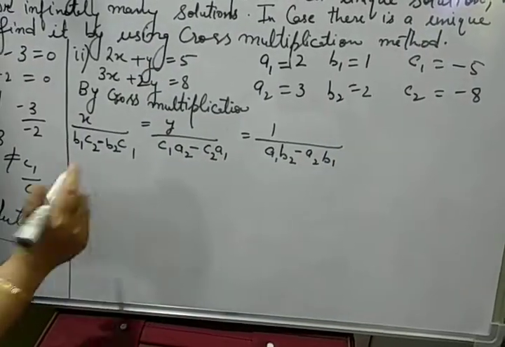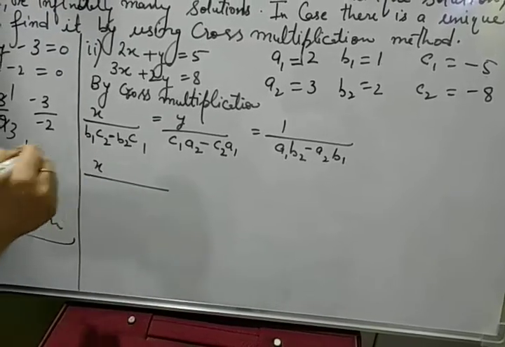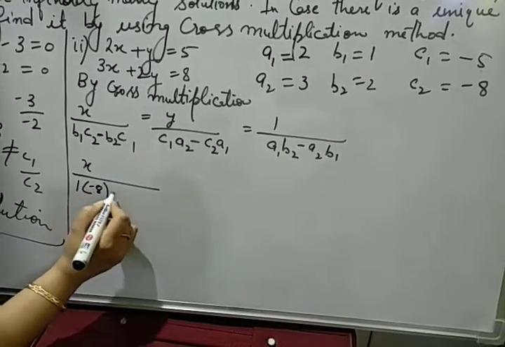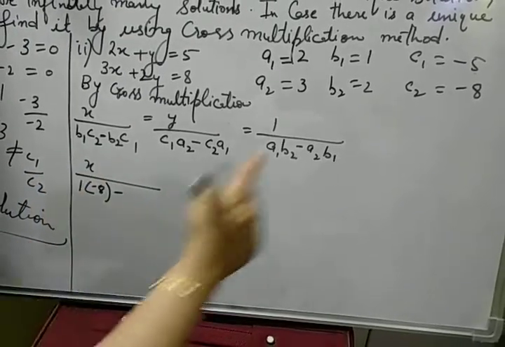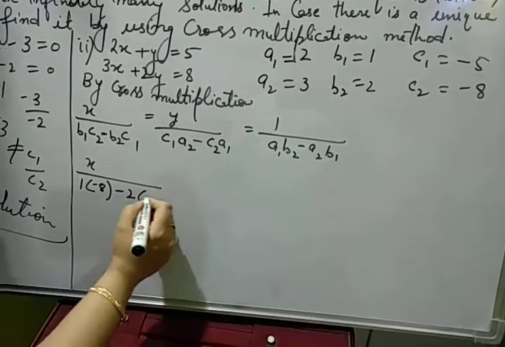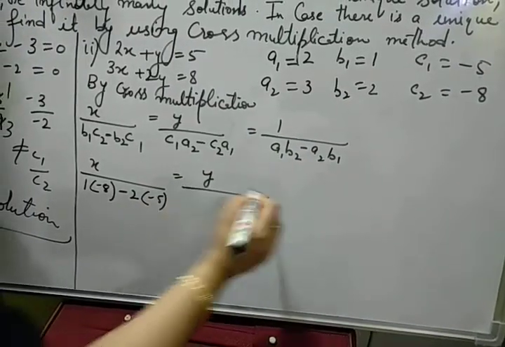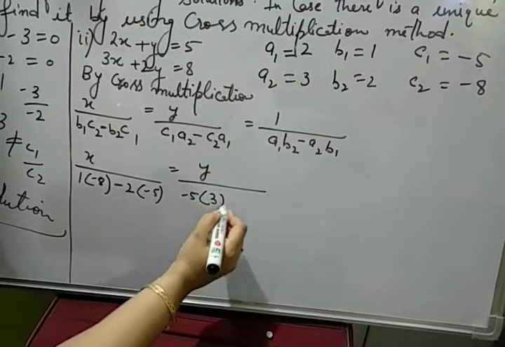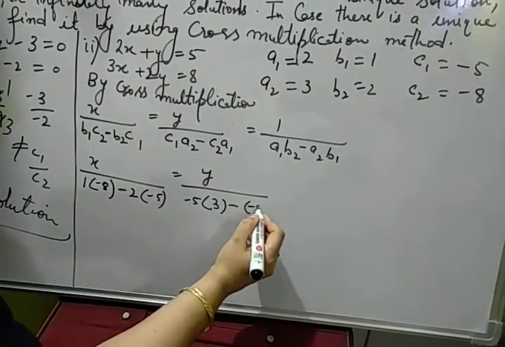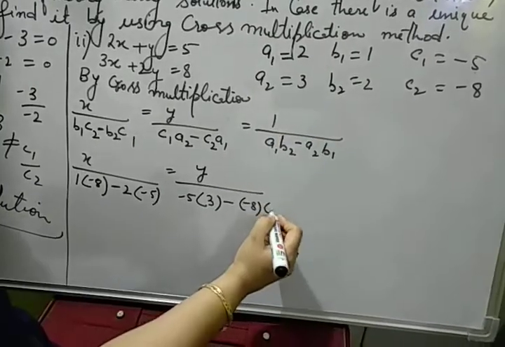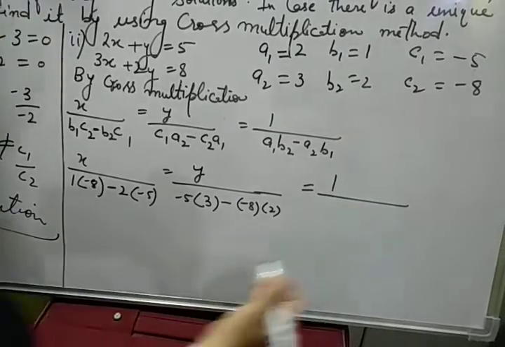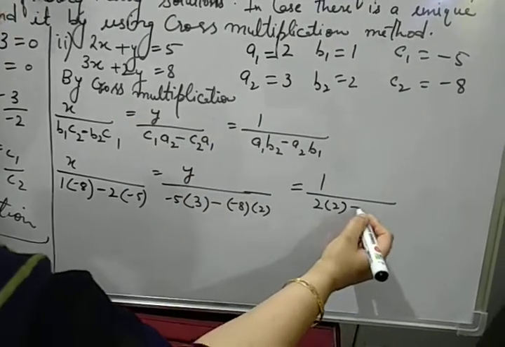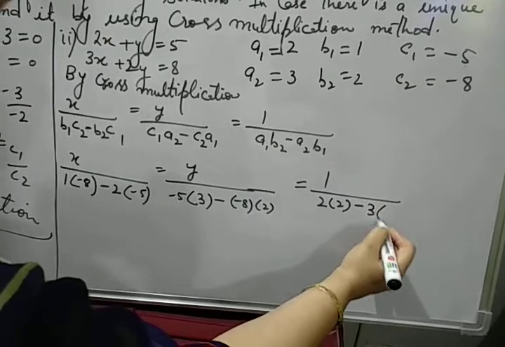Now we have to put the values. x upon b1 c2, b1 is 1, multiplied by c2 which is minus 8, then minus the formula b2 c1, b2 is 2, c1 is minus 5, is equal to y upon c1 which is minus 5, a2 is 3, minus c2 which is minus 8 and a1 which is 2, is equal to 1 upon a1 which is 2, b2 which is again 2, minus of the formula a2 which is 3 and b1 which is 1.